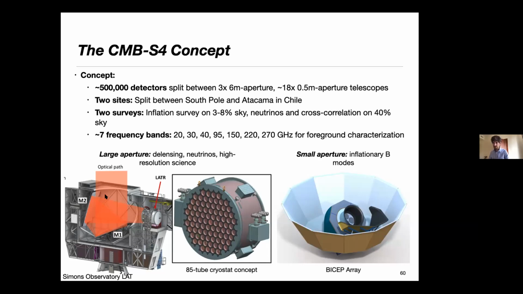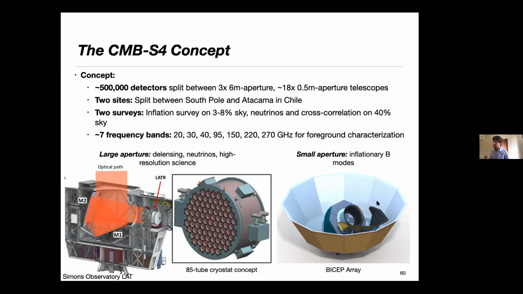Instead of just at the South Pole, we're trying to do it in the South Pole and in Chile, with these two different types of surveys to look for both inflation as well as some other topics that I don't have time to tell you about today. We're planning to build these large telescopes with these enormous cryostats. This is wider than I am tall, about 3 meters wide, with over 100,000 detectors that are all cooled down to a tiny fraction of a degree above absolute zero.